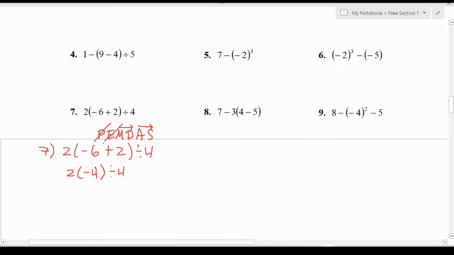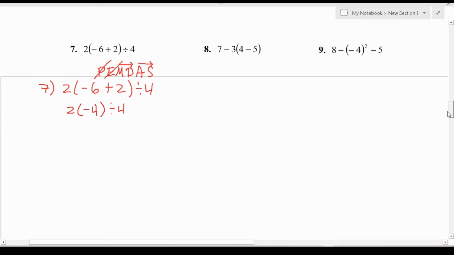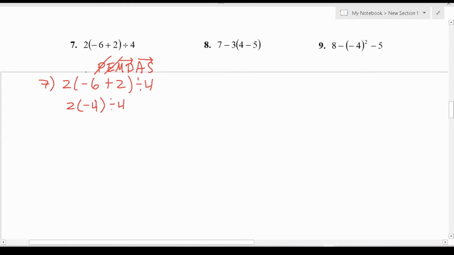Now we're doing multiplication and division from left to right. This is the first instance in which this is going to come into play. We have multiplication here, notably 2 times -4, and then we have all this divided by 4. Again, we regard multiplication and division as equals. That is, we do them as they appear from left to right. So I'm going to do this multiplication first, and then I'll do this division next.